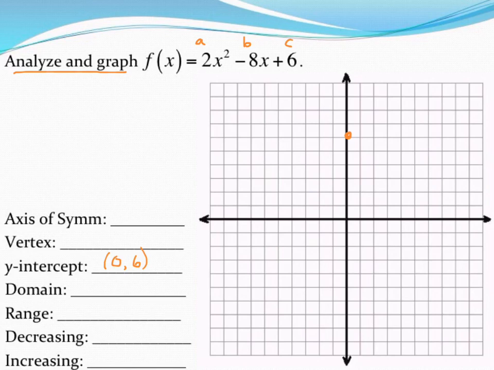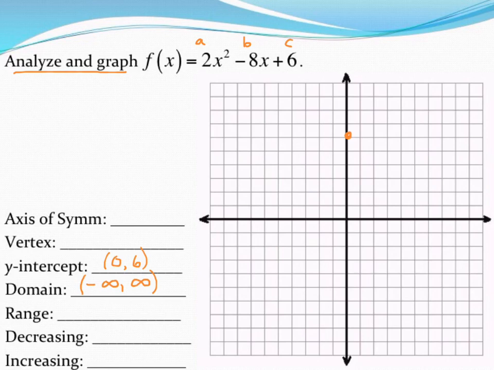Another blank that I can fill out really easily on these analysis problems is the domain. The domain describes how far left or right the graph goes. And since a parabola will open forever as it goes side to side, my domain is going to be all reals, or negative infinity to positive infinity.